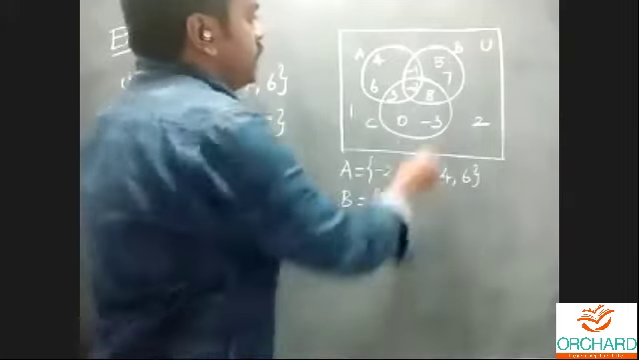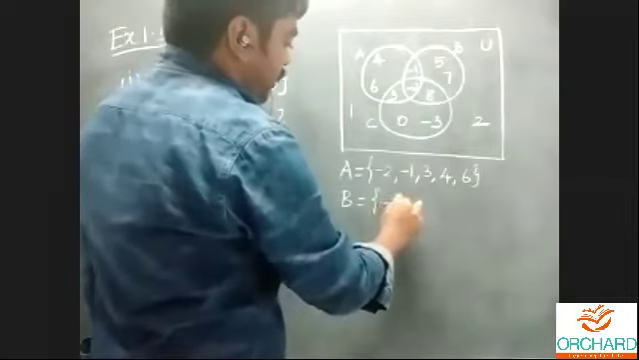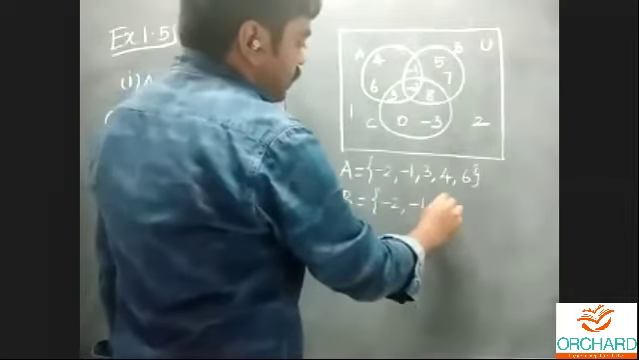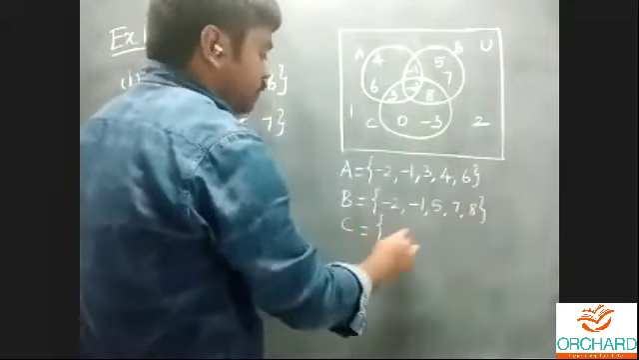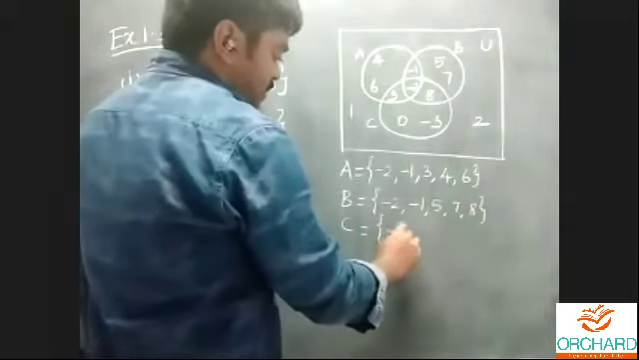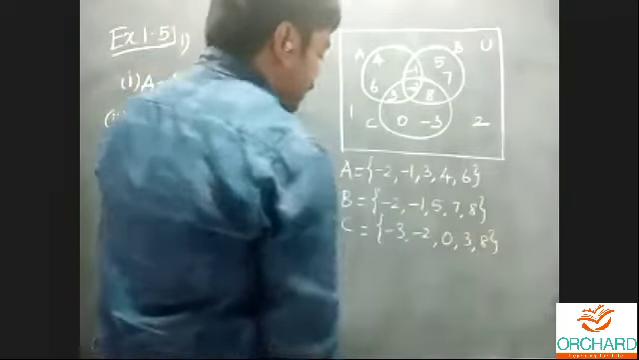Element of set B. This is set B. Write down the elements of set B: -2, -1, 5, 7, 8. And the elements of set C: -3, -2, 0, 3, and 8. This is the element of set C.